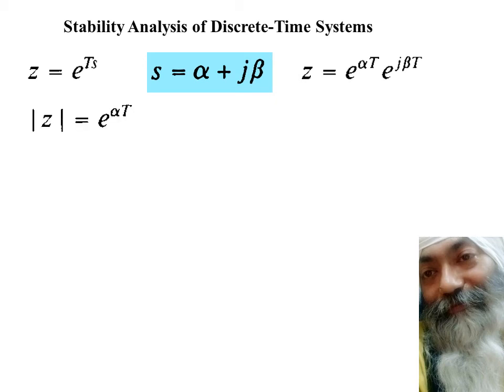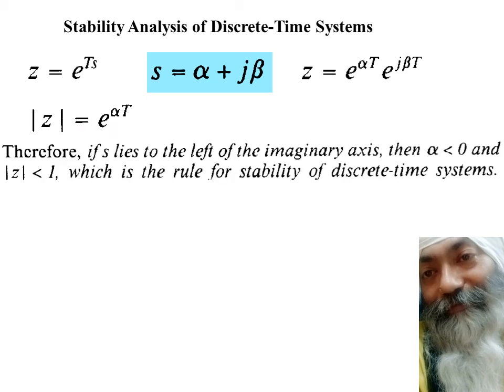And we see the magnitude of that will be what is given by this portion. This portion determines the magnitude. So z magnitude is given by e to the power alpha t. So that is what we come over here.